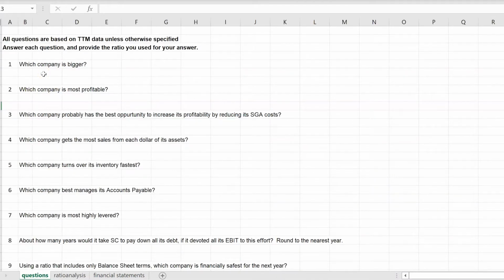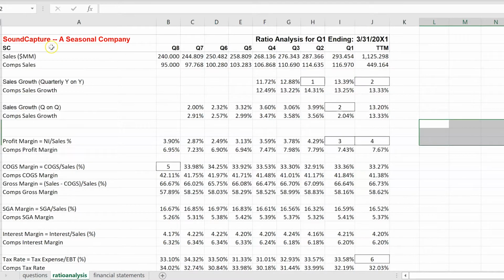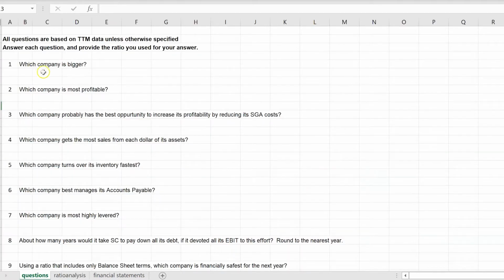So the cardinal metric we use to determine a firm's size is sales. So we're going to go ahead and look at the ratio analysis, compare Sound Capture's sales to its comparable's sales, and whichever company has the larger amount of sales, that's going to be the bigger company. Let's go over to the ratio page, and it says that Sound Capture's sales is more than double its comparable's sales. So Sound Capture is the bigger company, and we determine that by looking at sales.